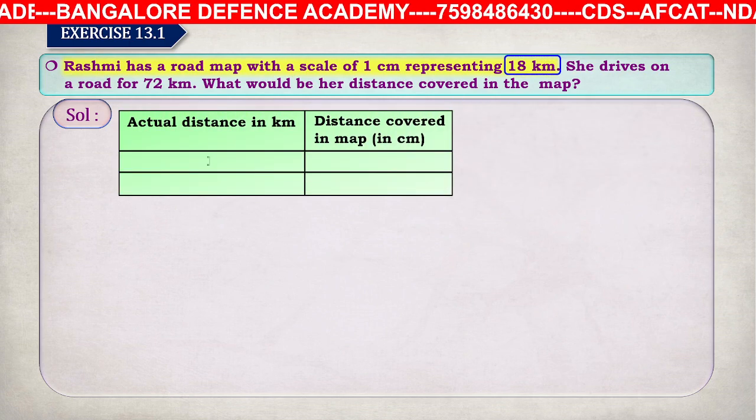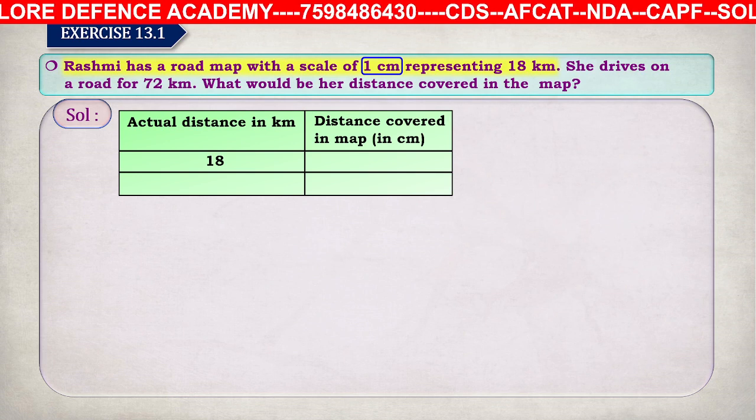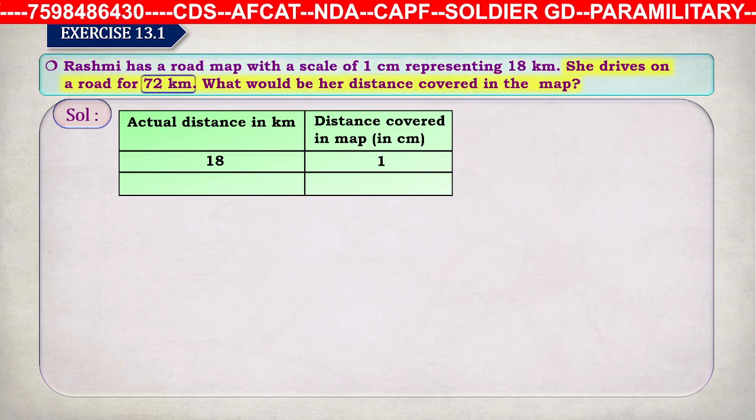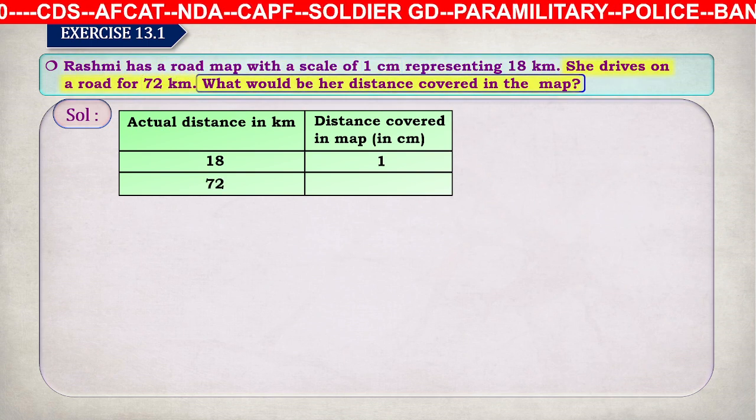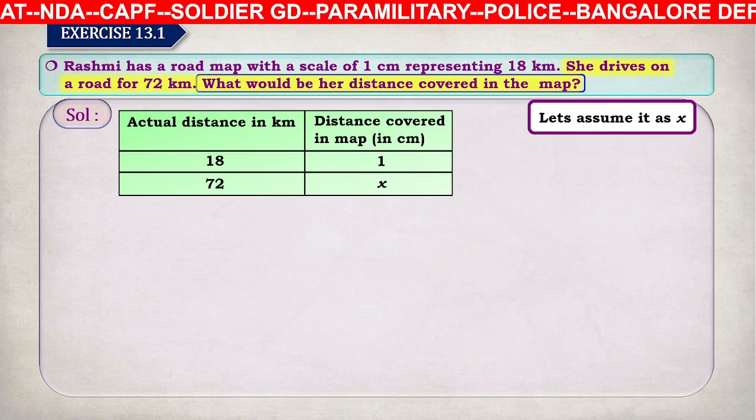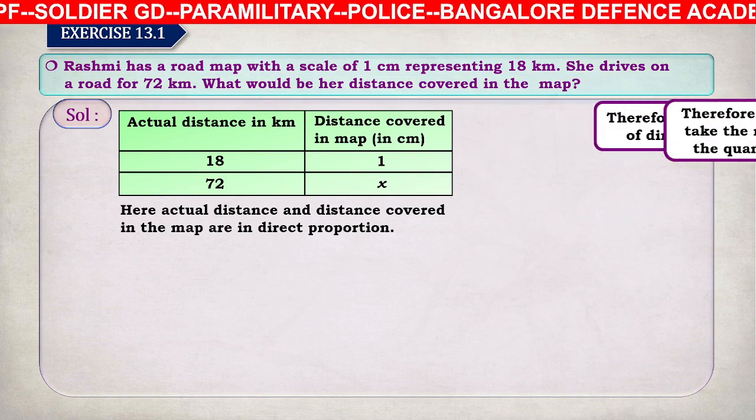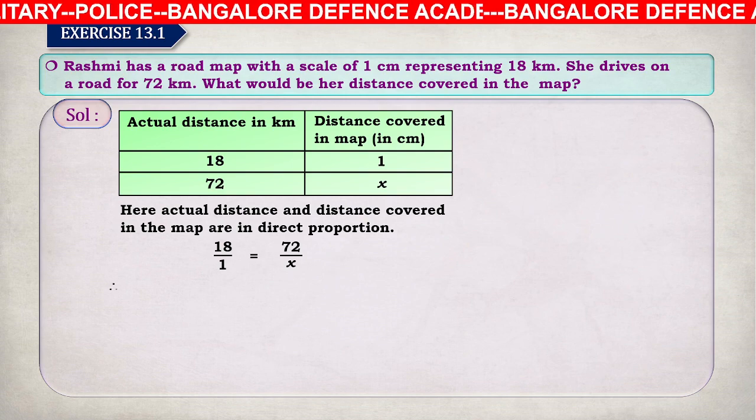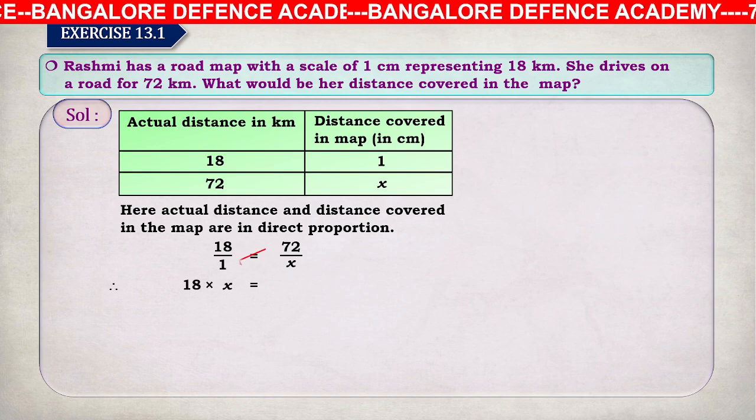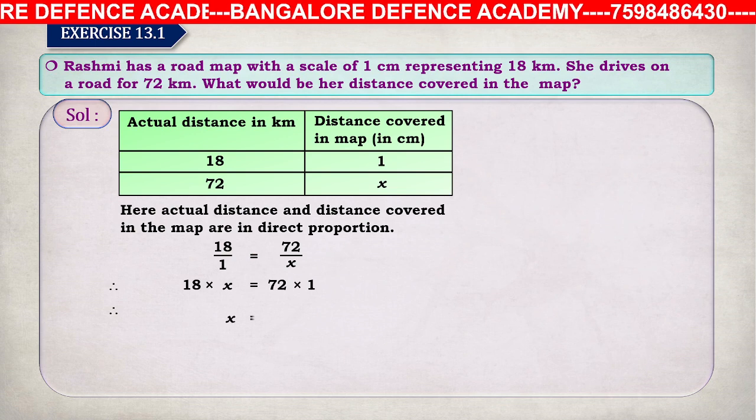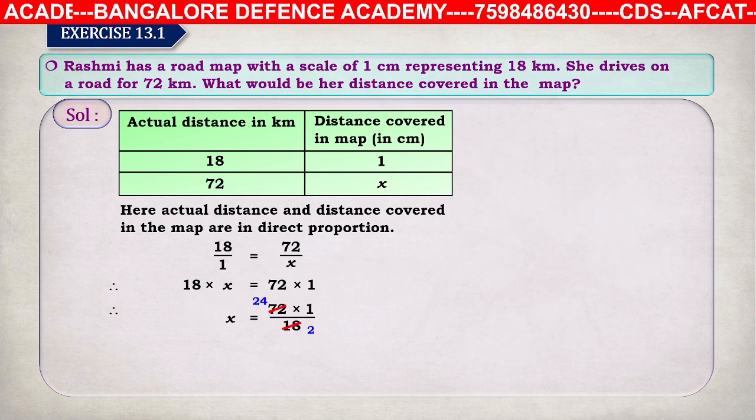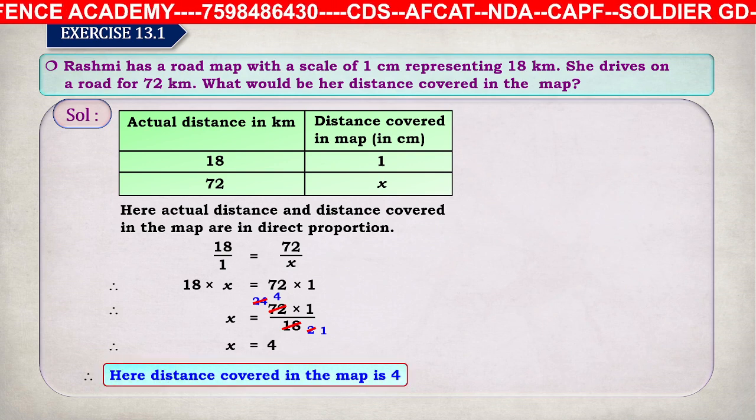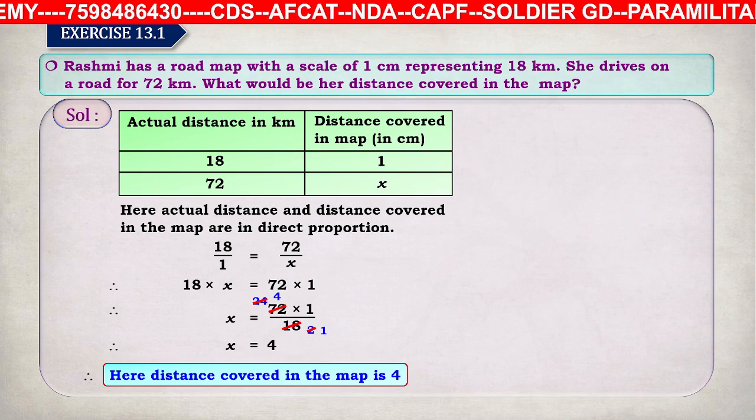Now here the actual distance in kilometer is 18, and the distance covered on the map is 1 centimeter. She drives on for 72 kilometer, that is the distance covered by her. So how many centimeter it would show, that is x. Now I'm going to take the ratio. It's a direct proportion. So 18 by 1 is equal to 72 by x. When I cross multiply, 18 into x is equal to 72 into 1. 18 will go to the denominator in the next step, and finally the answer will be 4. So the distance covered on the map will be 4 centimeter.